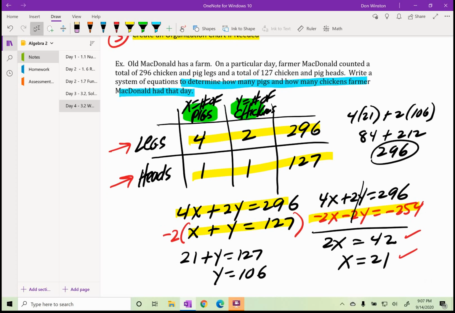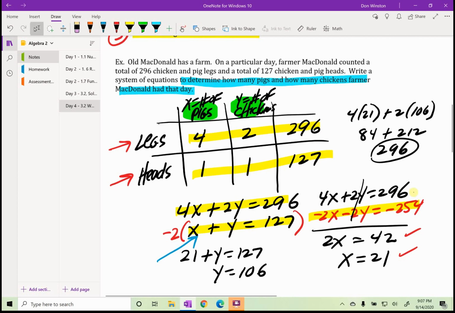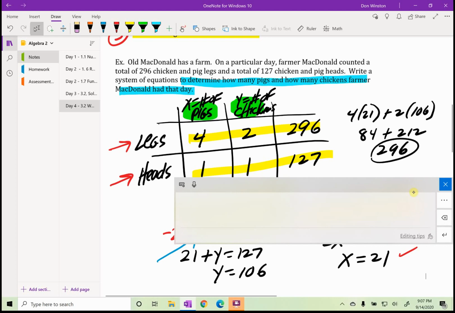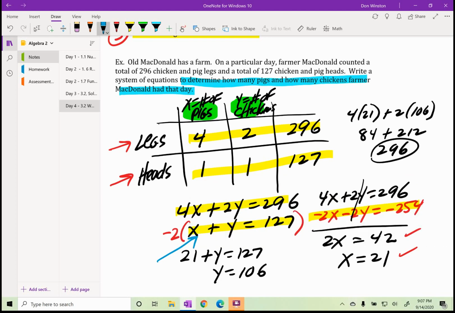And then I can substitute what x is into that equation there to find y. And y gives me 106. So there were 106 chickens and 21 pigs that day. And you can check your work if you want to, okay? Each pig, so there were 21 of them, has 4 legs, and there were 106 chickens, and each chicken has 2 legs. And if you multiply and add, you get 296.